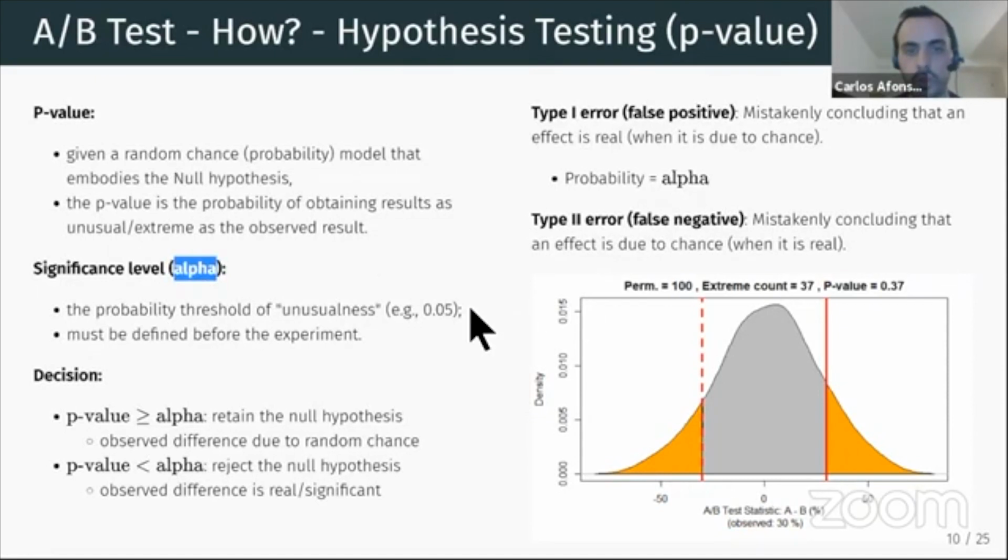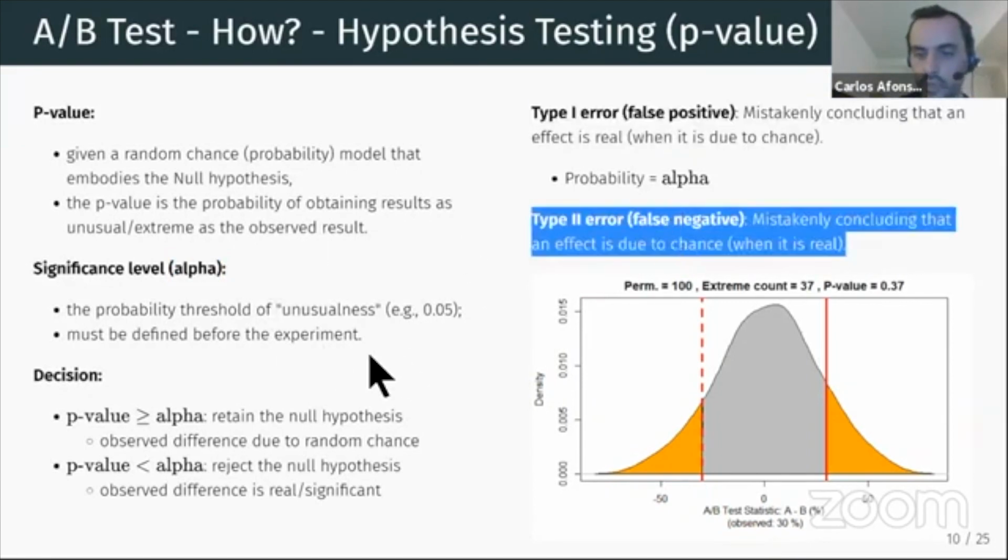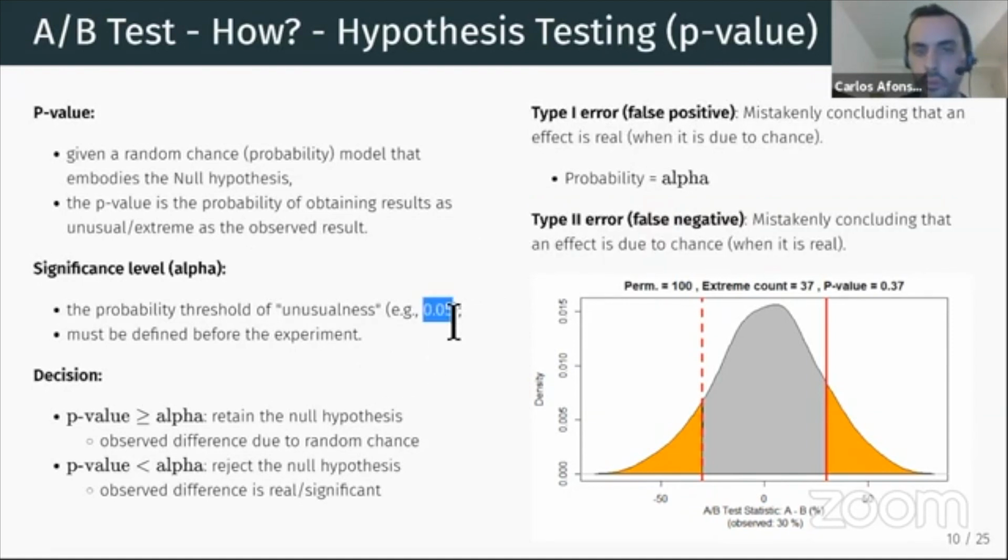Okay, so there is the opposite type of error, the type 2 error, which is a false negative. It is when we conclude that the difference that we observed was due to chance, when in reality there was a real difference between A and B. So we can make these different types of errors when we're doing the hypothesis testing. And the 0.05 is the probability of actually making a type 1 error, the alpha level.